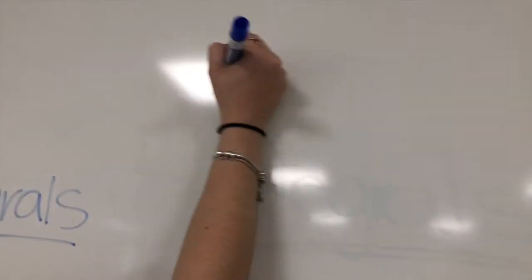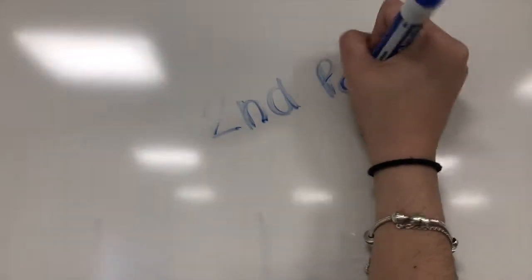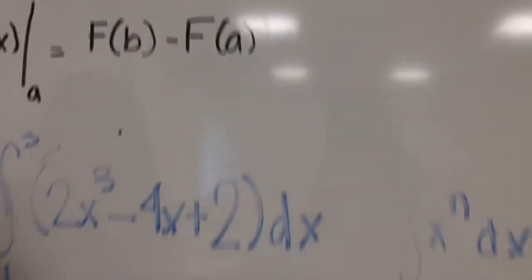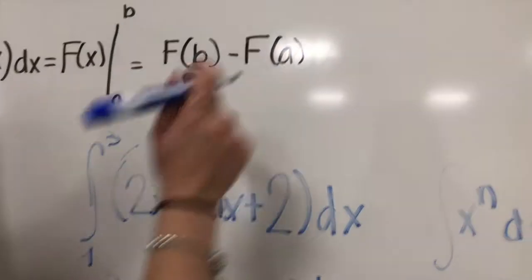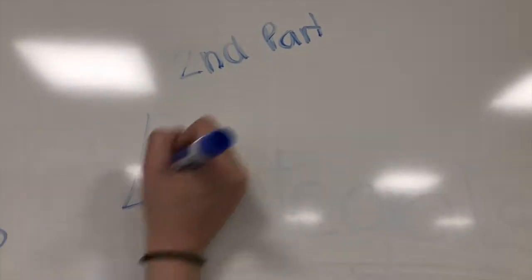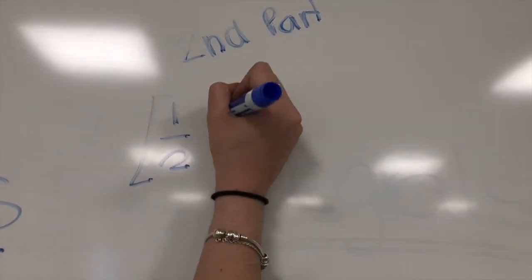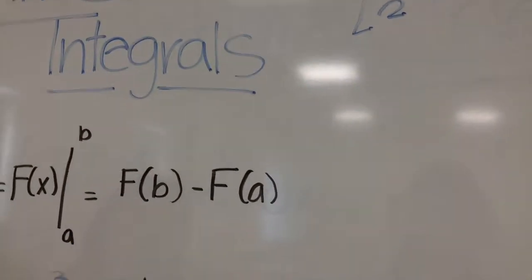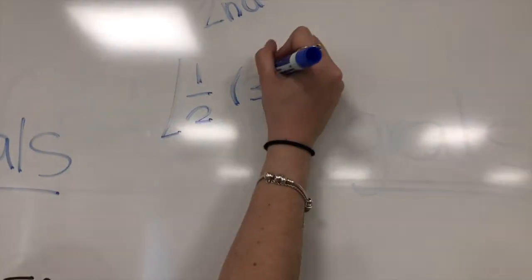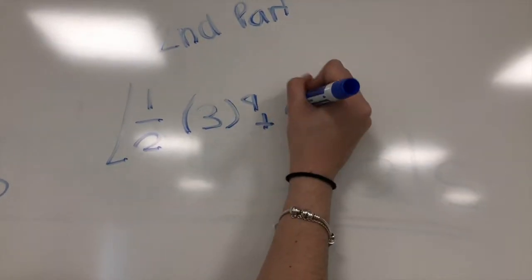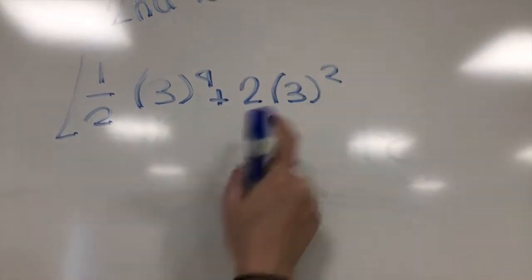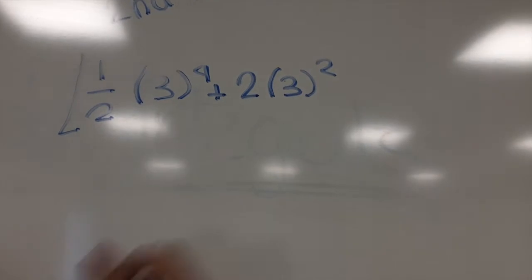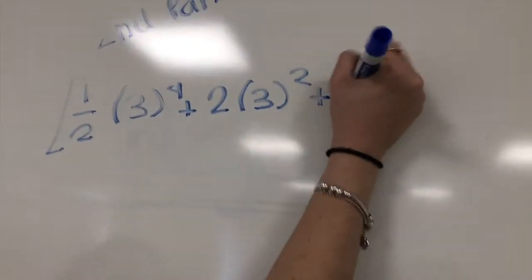On your second part, you will use this. So you have your answer here, so you have to put it in here with these numbers. This is your b and this is your a. Let me explain. You will have 1/2, and where you had your x, you will put your b. Your b was 3, so you will put 3 to the 4th power plus 2 times 3 to the 2nd power, because where you have the 3, you had your x, plus 2 times 3.